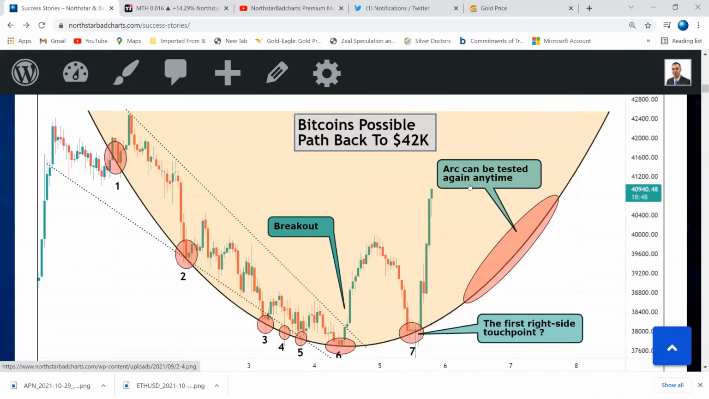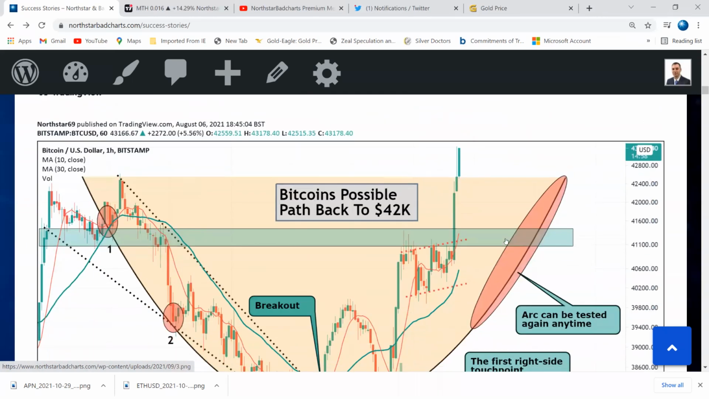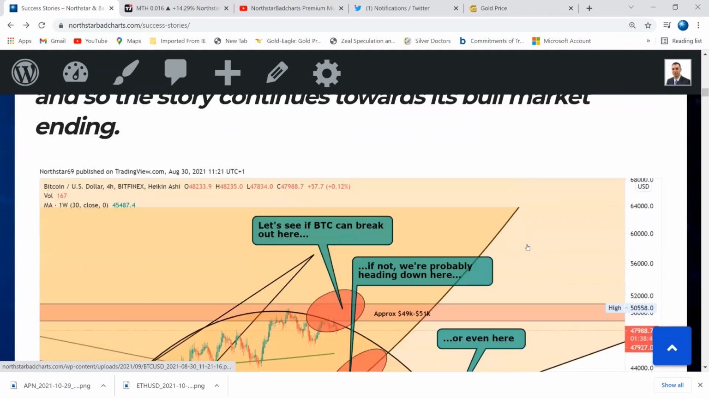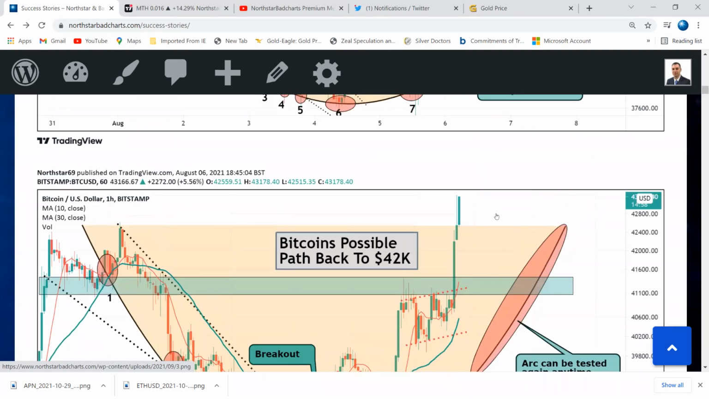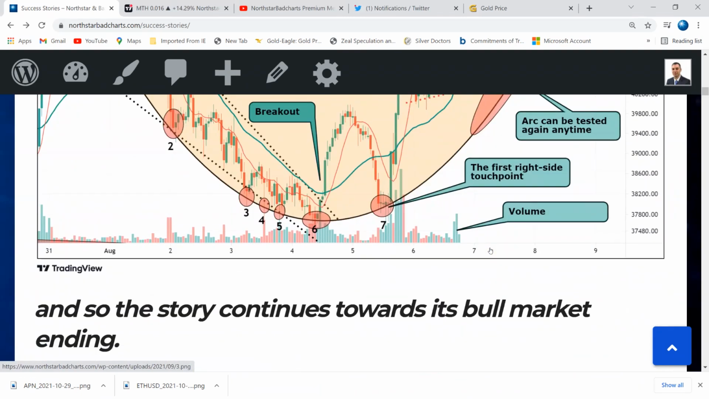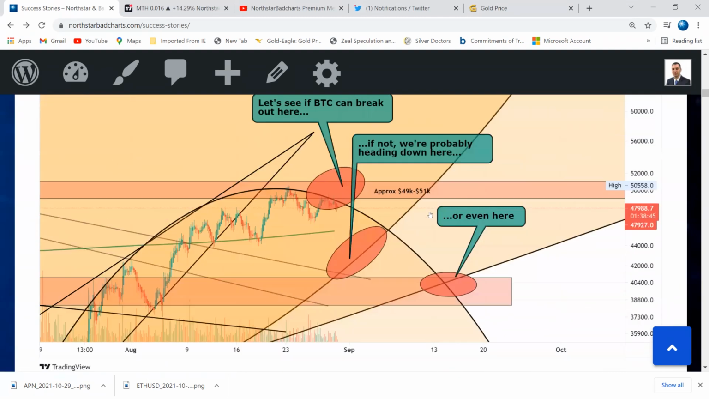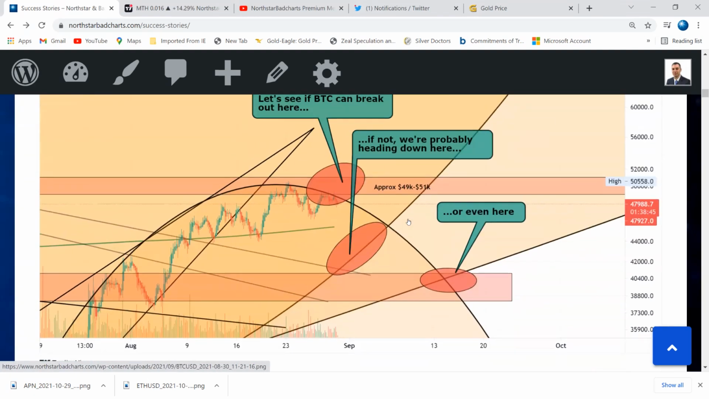We said it could come back down and test the arc at any time. It spiked up. There you can see the price extending up to 43,000. And so the story continues towards the sort of bull market ending. So at that point, we need to update the progress of Bitcoin and what happened next. We all know what happened next.